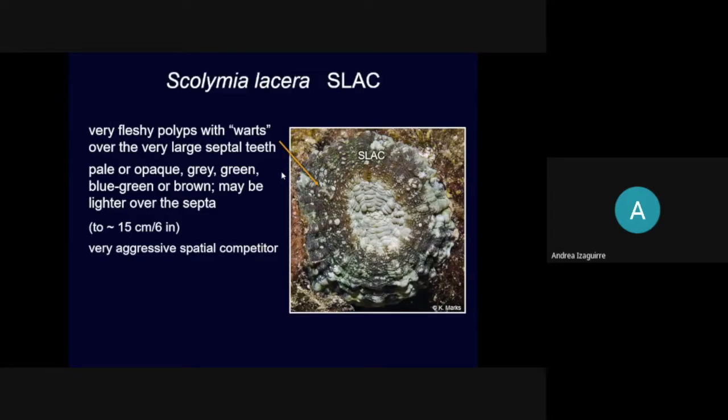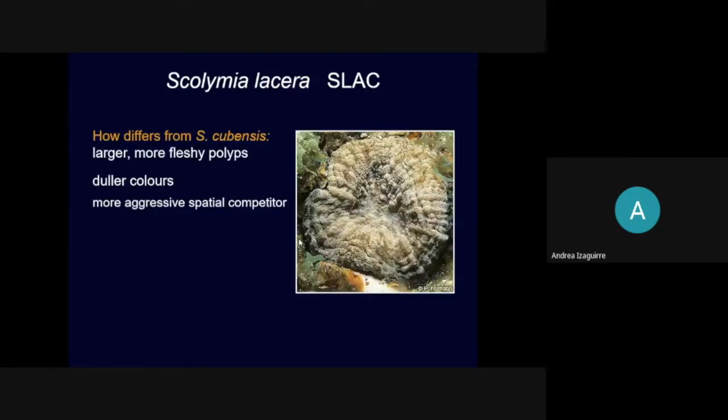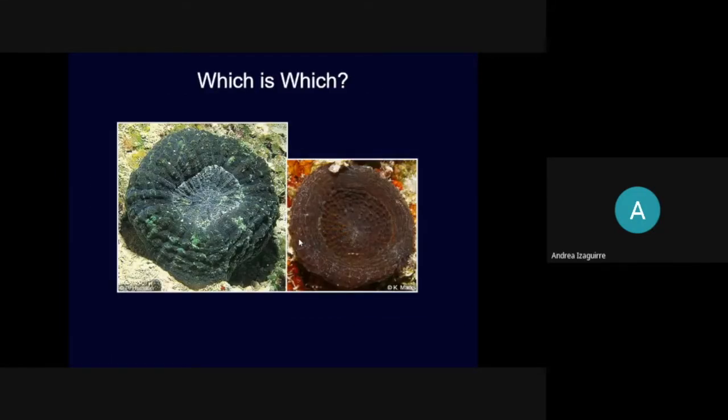And then my Scolymia lacera is going to have a lot of bumps and look very warty. So here we have our two Scolymias. Our first one on the left is going to be our Scolymia lacera, and the one on the right is going to be our Scolymia cubensis. Again, you can see it's just one single polyp, and they usually don't tend to grow that big. Here, it's trying to give us that sense of size as well.